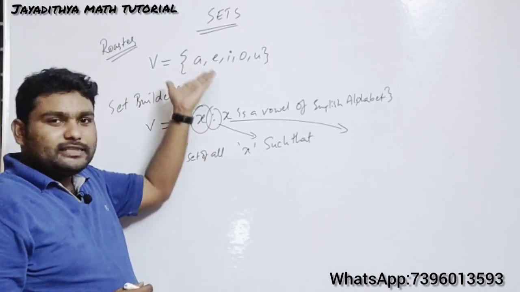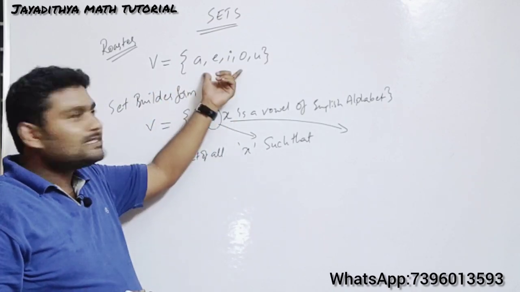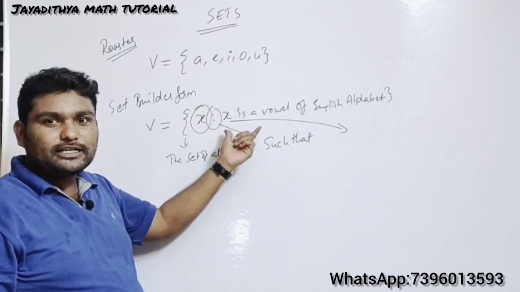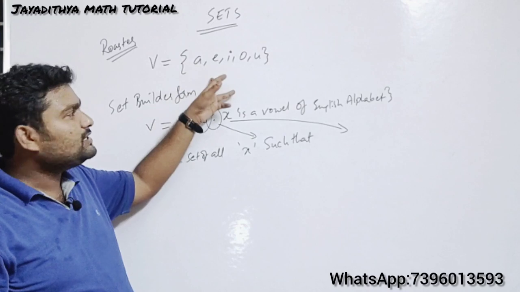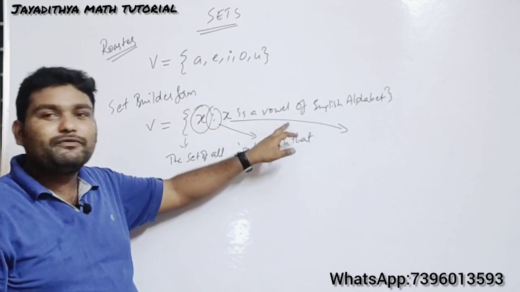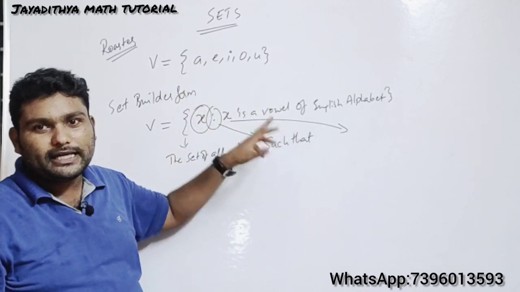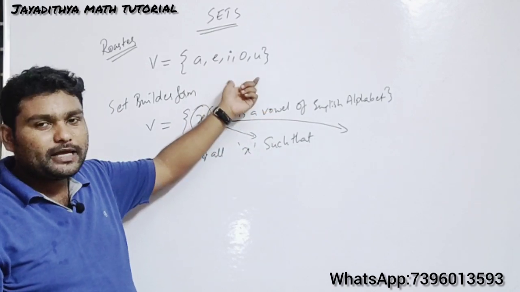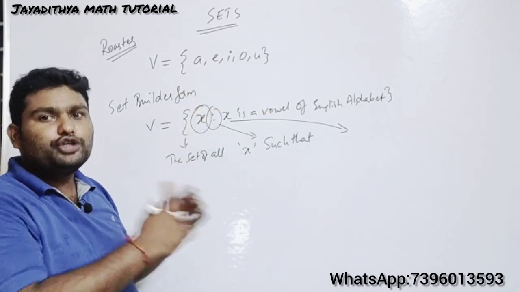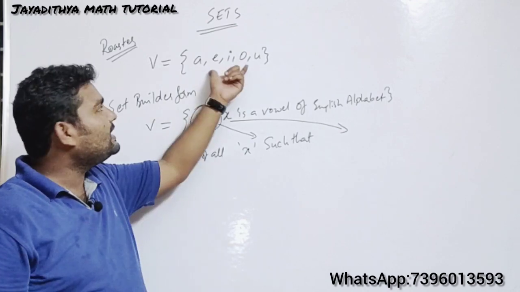So these two have the same meaning. This is the set of vowels of English alphabet, this is also the set of vowels of English alphabet, but the way of writing is different. In the first way we have listed everything, but here we have written the common property involved. This common property gives the same meaning as the elements in the roster form. So you will not get any other answer other than the elements.